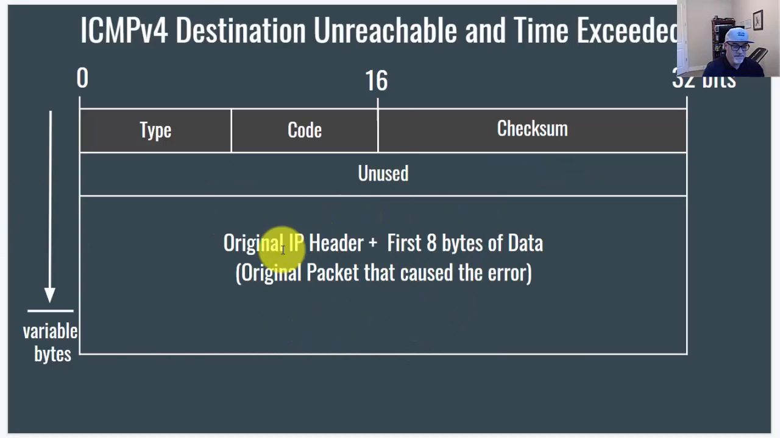And here's another example of an ICMP message. This is a destination unreachable or a time exceeded error message. It has the type field, the code field, the checksum, and an unused portion. And then here in the messaging area, you have the original IP header, basically the original packet that caused the error, plus 8 bytes of data in that packet. So you're reporting back the error, and then, by the way, here's the information of the original packet that caused the error.